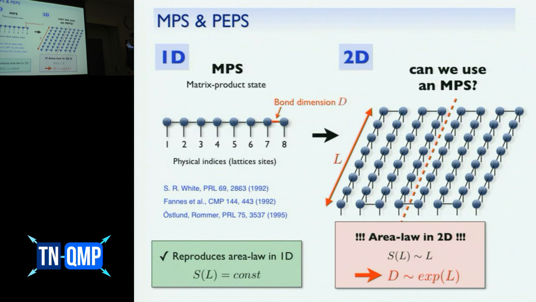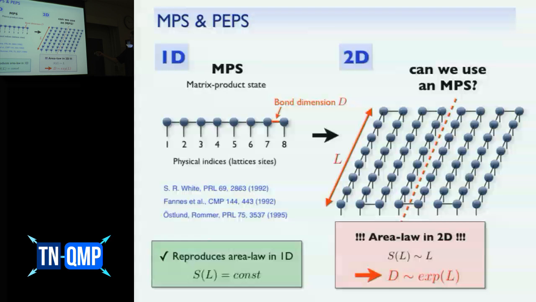Okay, so you can get information about 2D physics from this ansatz, but if you really want to go to large 2D systems, this approach will fail because of this exponential scaling. And now the solution to this is very simple, right? So we said the problem here is that we only have one single bond which connects the left side with the right side. So the solution is simply to add more bonds connecting the two sides.